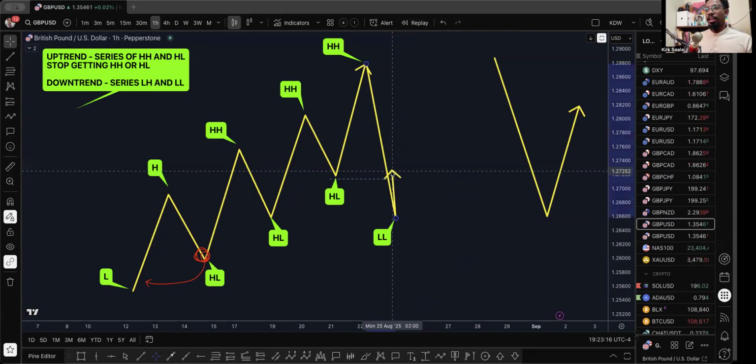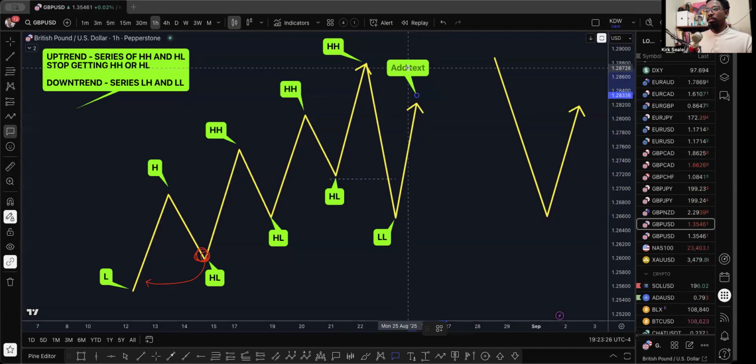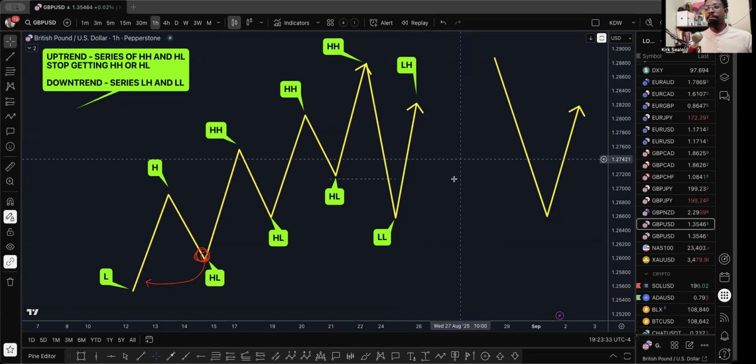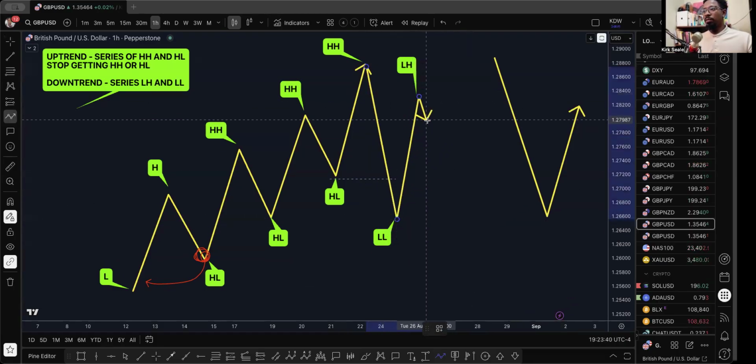If when price is coming back up here, it stops anywhere below the last higher high, this is now a lower high. Okay? This is now a lower high, which is great for us. Let me draw it like this. Boom. If this happened and it started to come down, we now have a higher high, a lower low, a lower high, and price is starting to come down.